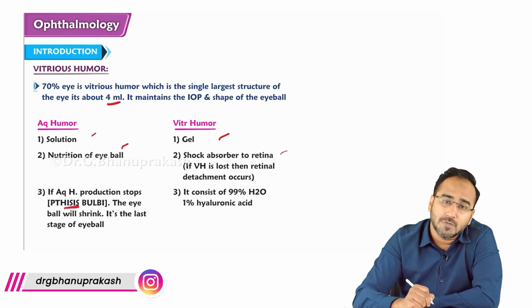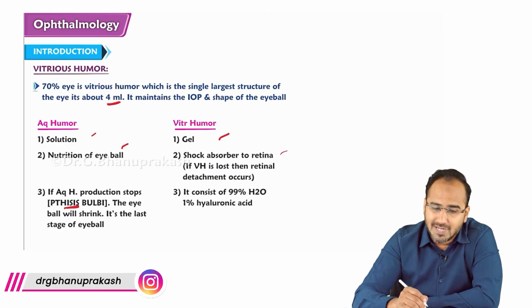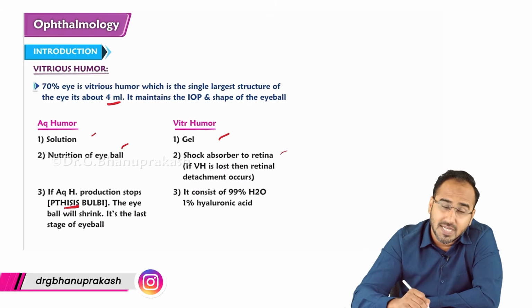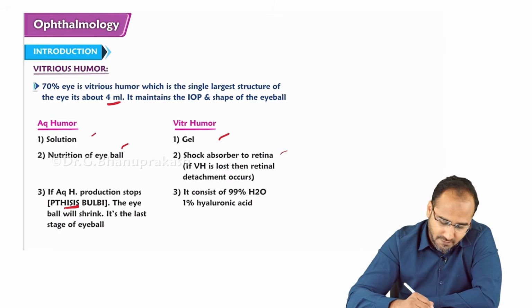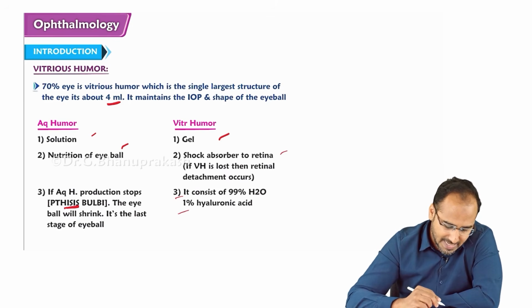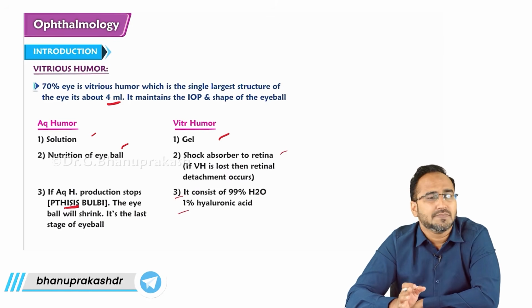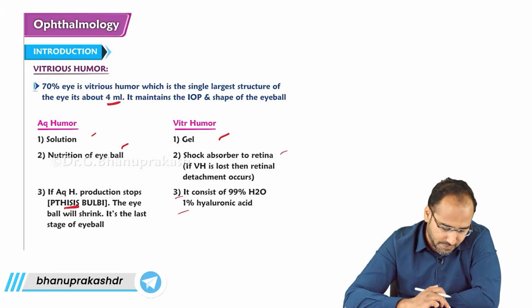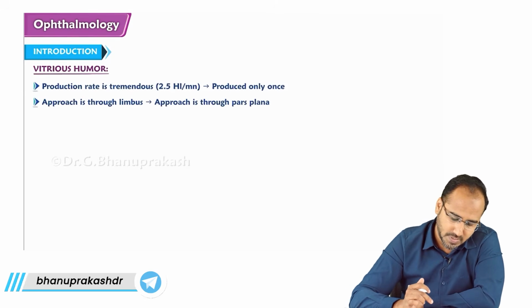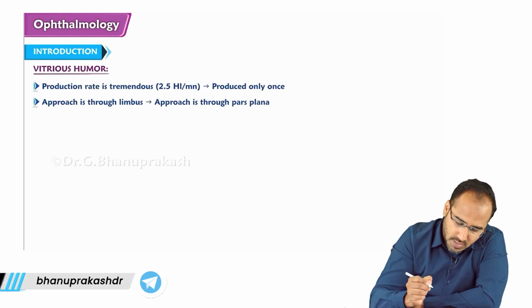What does this vitreous humor consist of? Vitreous humor is 99% water and 1% hyaluronic acid. The main function of vitreous humor is what, guys? It is a shock absorber that maintains the shape of the eyeball. Okay? Now, next, guys.